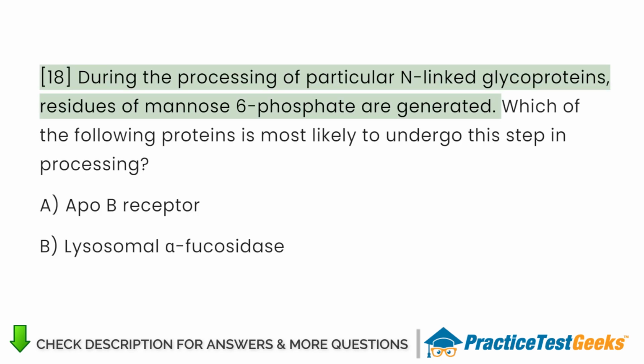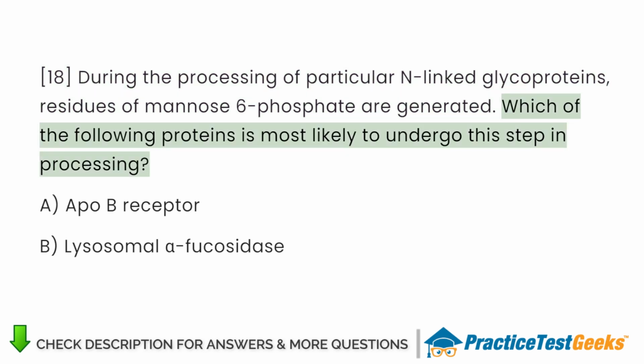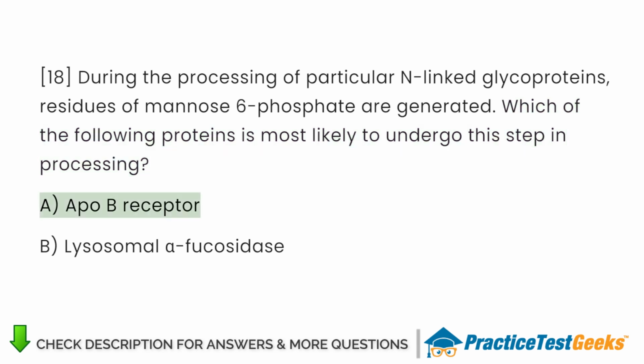During the processing of particular N-linked glycoproteins, residues of mannose 6-phosphate are generated. Which of the following proteins is most likely to undergo this step in processing? A. ApoB receptor. B. Lysosomal alpha-fucosidase.